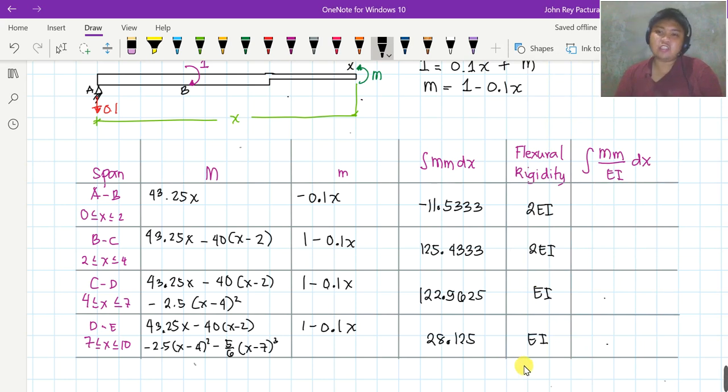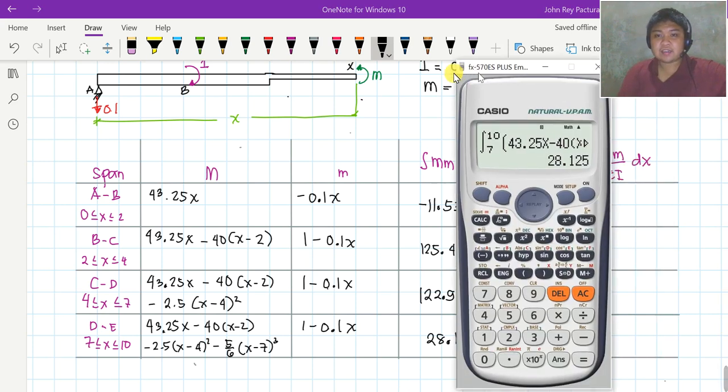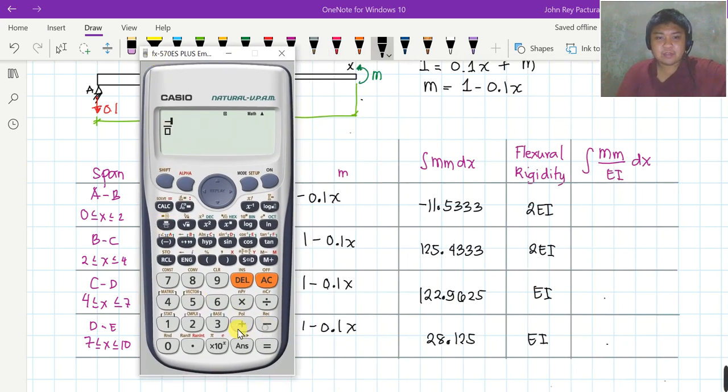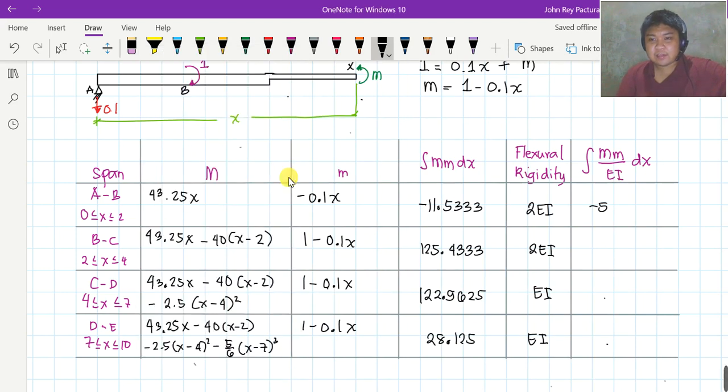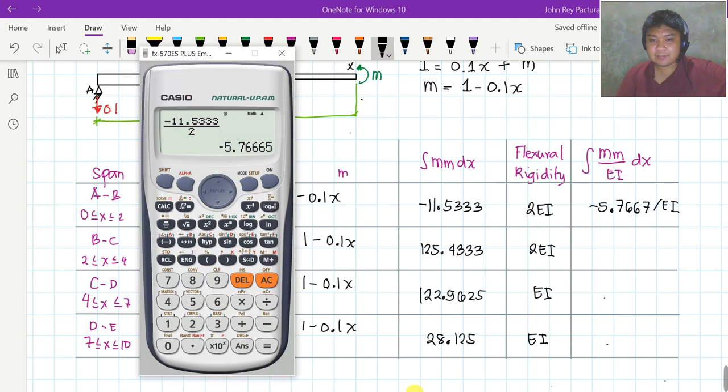The next thing you will do, here in the last, is just divide by the flexural rigidity, since AB and BC, class, have a coefficient of 2 in their EI. For example, this negative 11.5333, just divide it by 2. So the answer is negative 5.7667 over EI.